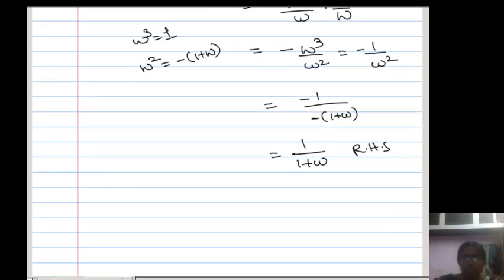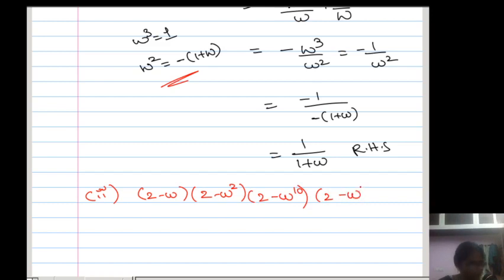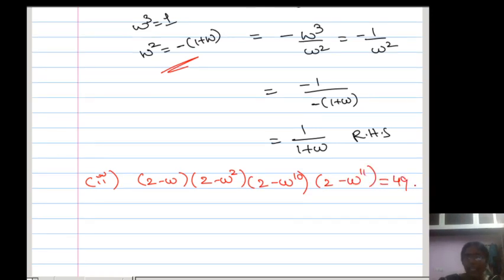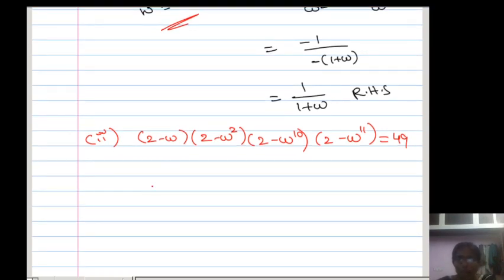Done. Similarly, you have 2 more problems. By using these relations, we can do these 2 problems. What are they? (2 minus omega)(2 minus omega square)(2 minus omega power 10)(2 minus omega power 11) is equal to 49. I have to take LHS and prove RHS.